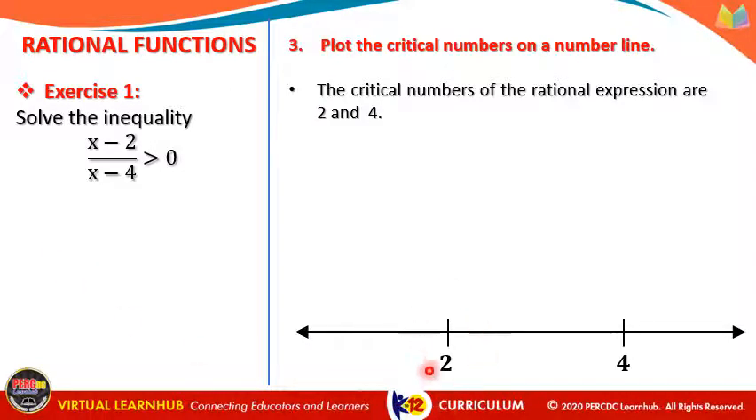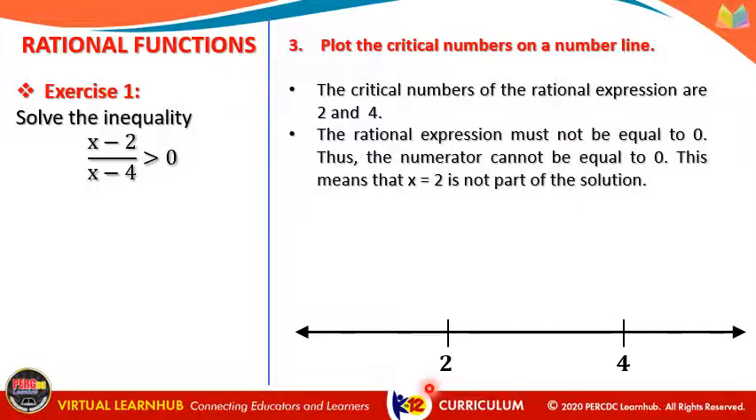Since yung positive 2 ay hindi kasama sa solution, ang ilalagay natin is a hollow circle. So, ganun lang. So, the rational expression must not be equal to 0. Thus, the numerator must not be equal to 0. This means that x is equal to 2 is not part of the solution. And thus, we will put here a hollow circle.